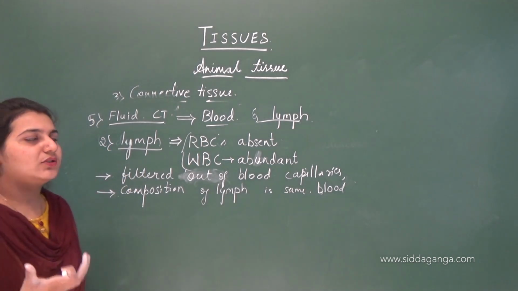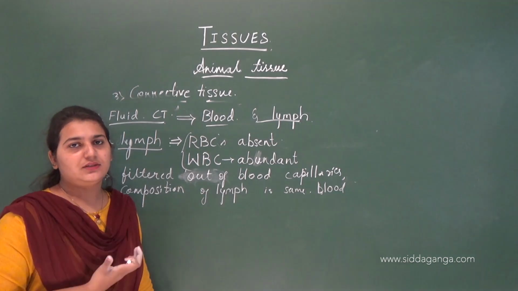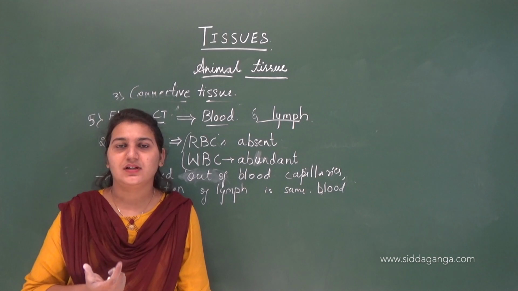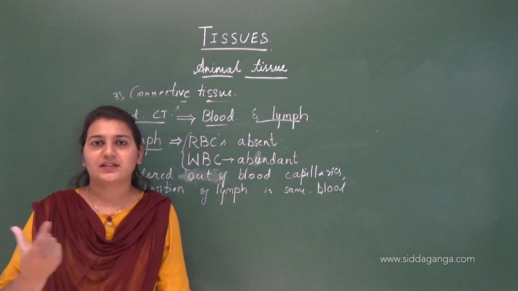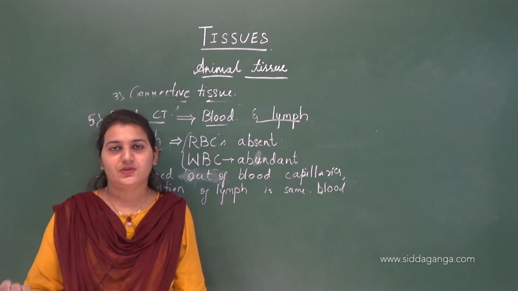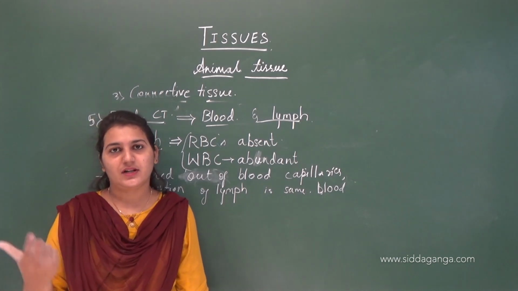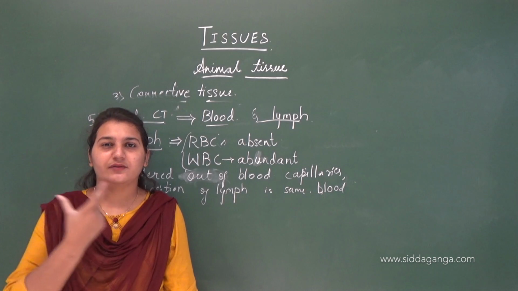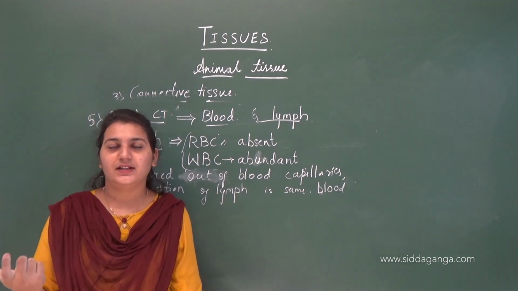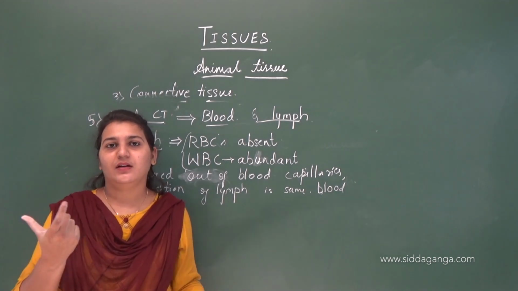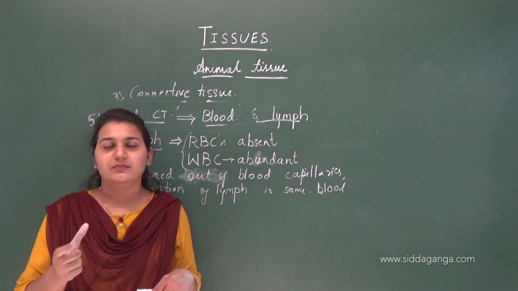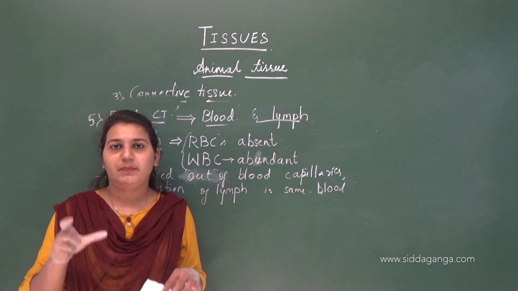So this is about the connective tissues. Here we have learned 5 connective tissues, that is loose connective tissue, dense connective tissue, adipose tissue, skeletal tissue, and fluid connective tissue. The difference between fluid, dense and adipose or skeletal is because of the presence of the matrix, or the medium in which these cells are placed.